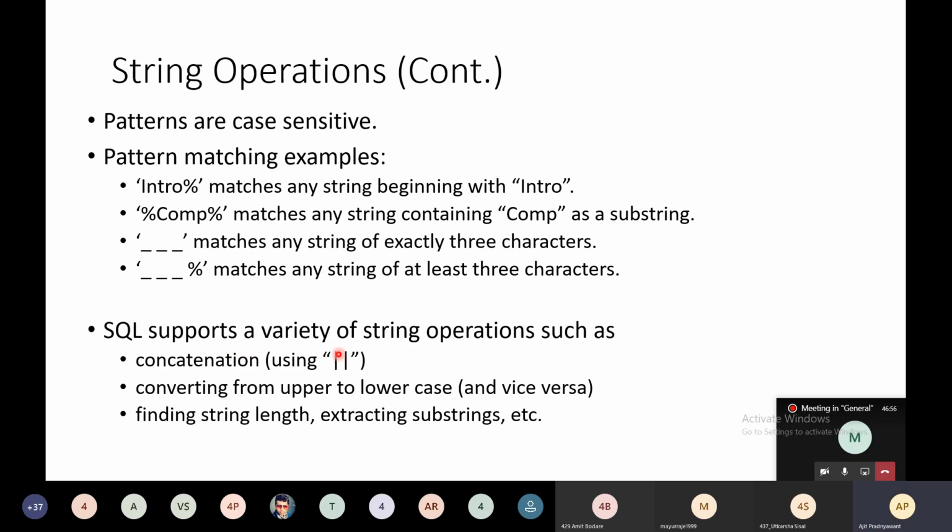So SQL supports a variety of string operations, such as concatenation using the double vertical line, converting from upper to lower case or vice versa. It is also used to find the length of the string, extracting substrings, etc. Such operations are also supported by SQL.